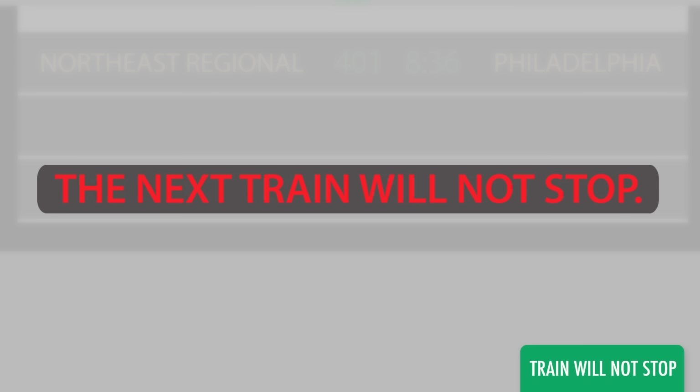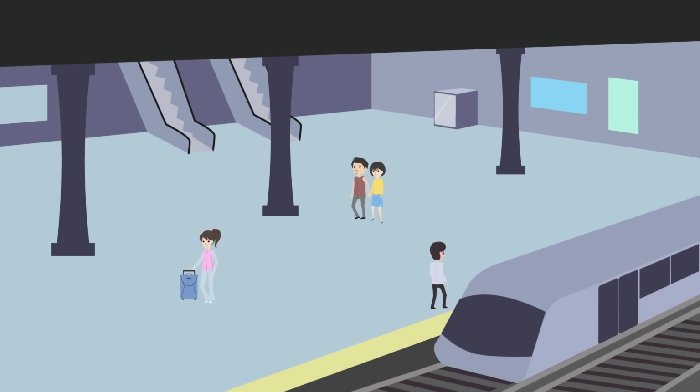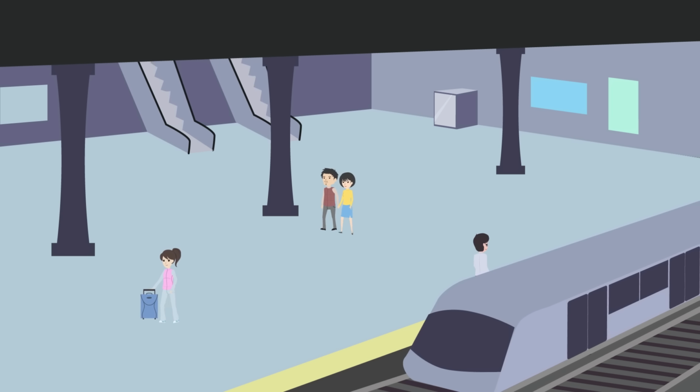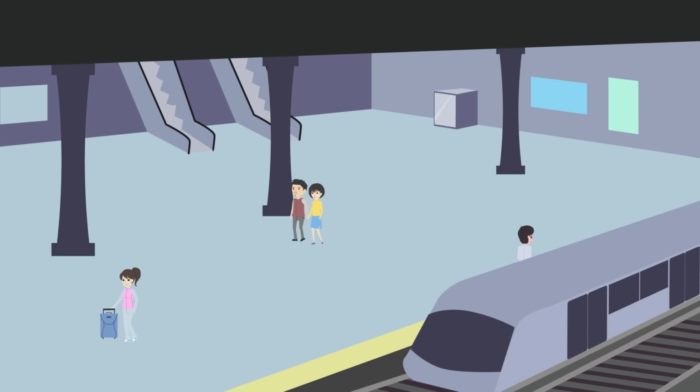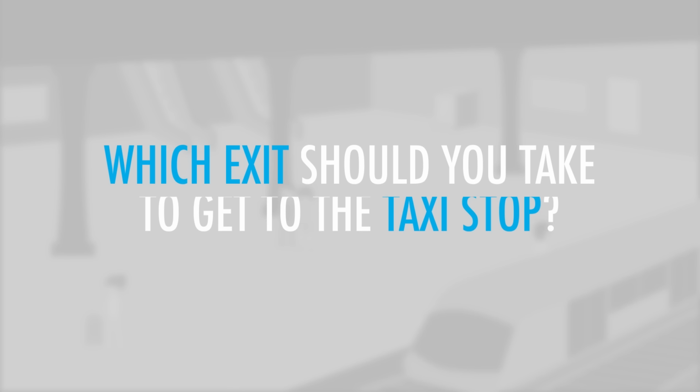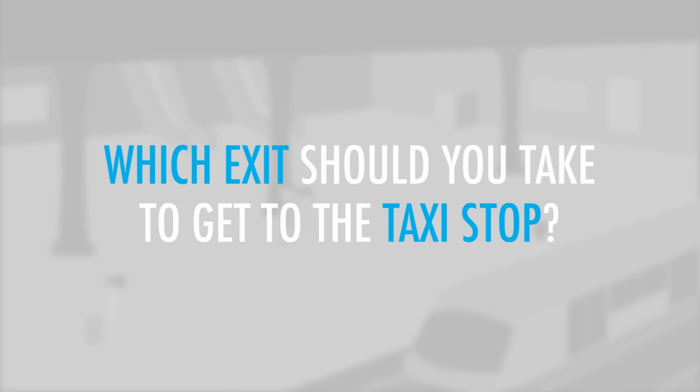The display reads, "The next train will not stop." You are at a train station where you're looking for the best exit to catch a taxi. Which exit should you take to get to the taxi stop?